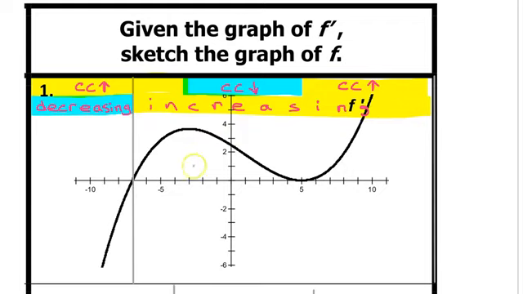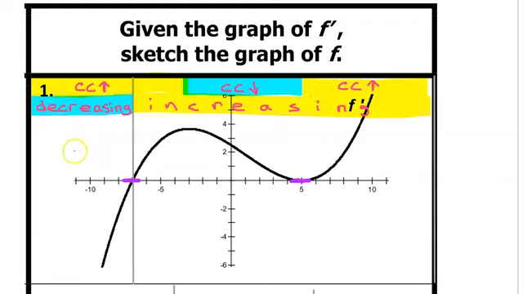There's one more thing we need to pay careful attention to. Remember that f prime represents the slope of function f. So anywhere f prime is 0, function f should have a horizontal tangent line. So you can see that f prime is 0 here and here. So when we draw function f, we need to make sure that there's a horizontal tangent line in these two locations. So I think we're ready to start drawing the graph of function f.